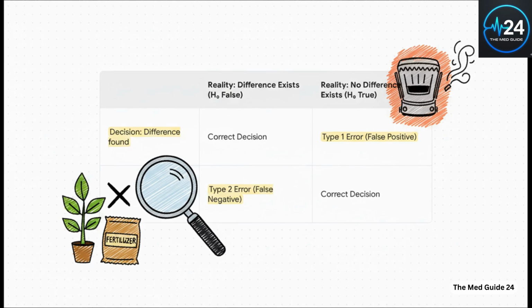It's like your smoke alarm blaring when you're just making toast. Then there's the type 2 error. This is a false negative. Our fertilizer actually does work, but our study wasn't sensitive enough to pick it up. This is maybe even worse because we've missed a potentially important discovery.